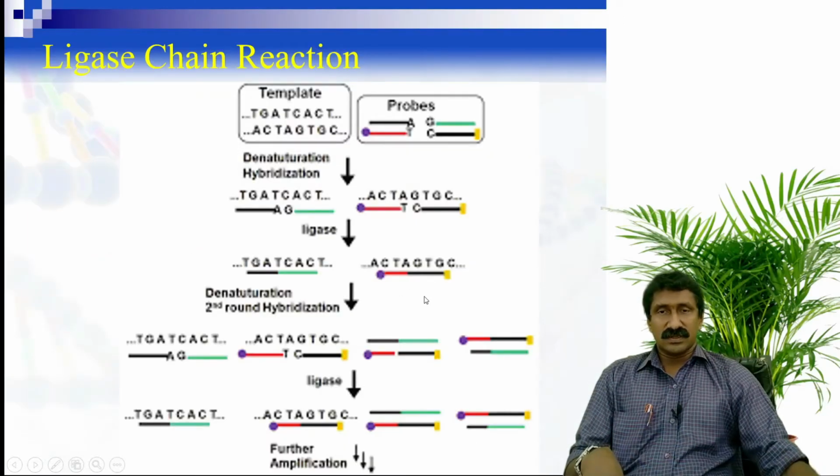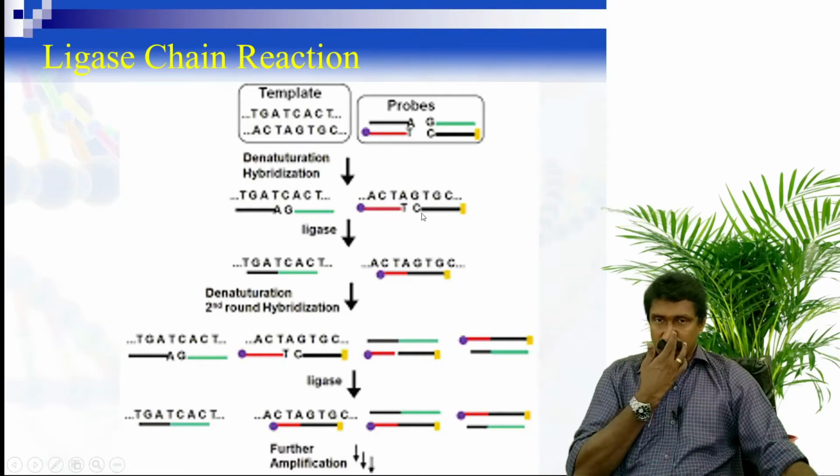So this is another representation. Here we have the template. These are the probes, the primers that can bind here. So both the strands will have the concerned primers designed that will be joined here, and it will be ligated to form the new strand.